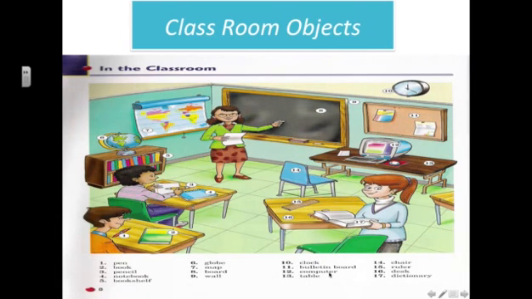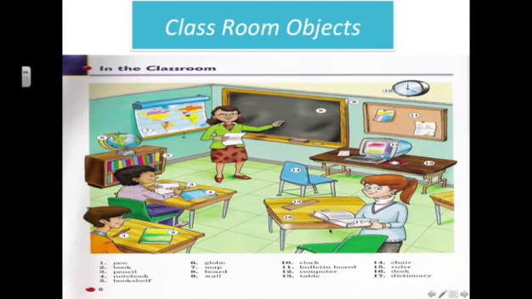We have what? 12, computer. This is the computer. You have what? The screen, keyboard, mouse. We call this what? Computer. 13, table. This is the table. 14, chair. This is the chair. 15, ruler. This is the ruler.